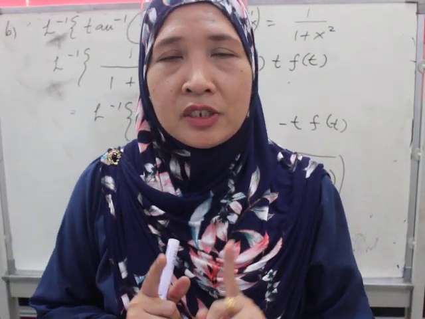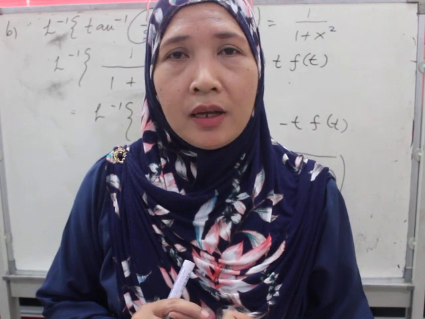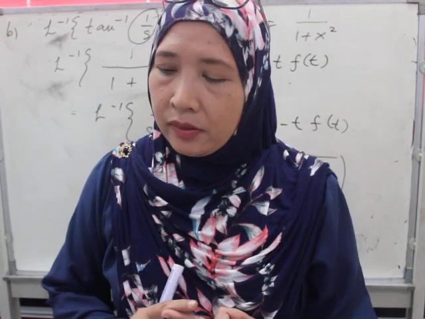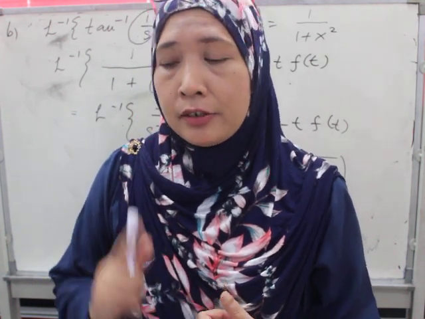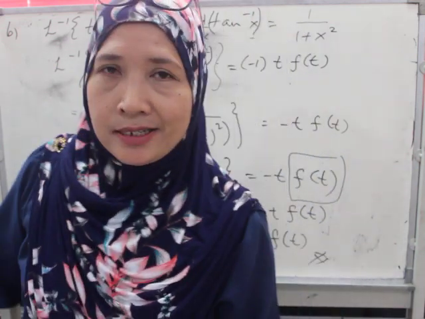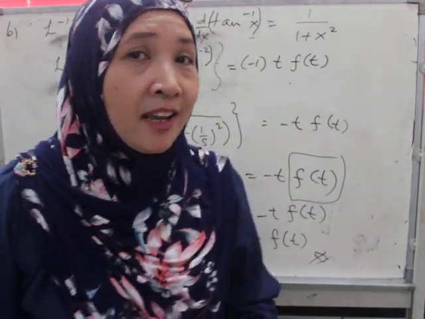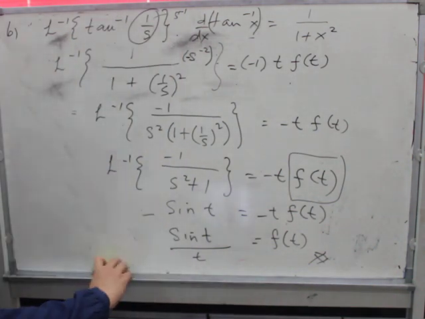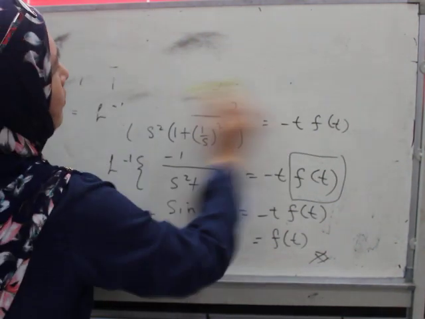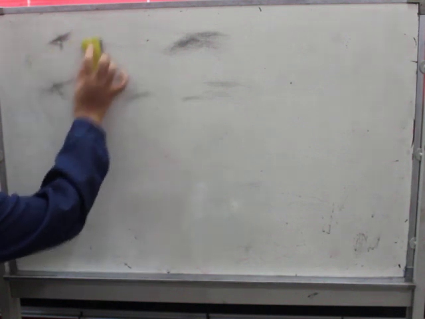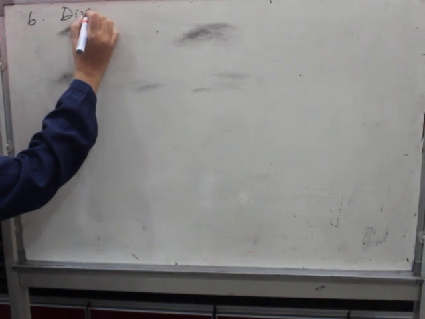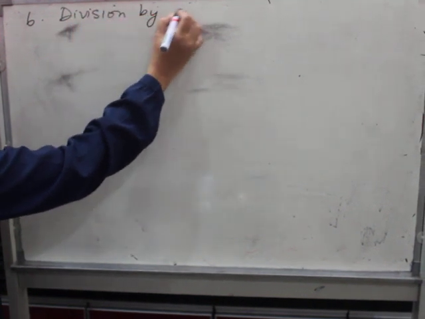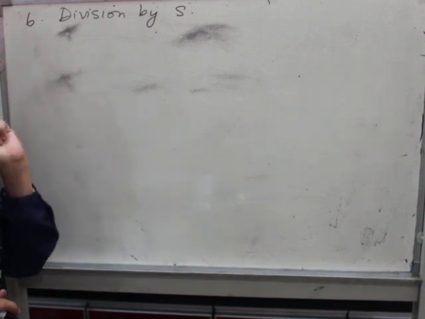Okay, now we proceed to the next property, which is the sixth property in the notes, division by S for inverse Laplace transform. Okay, so let us see the division by S property. Number 6, division by S.